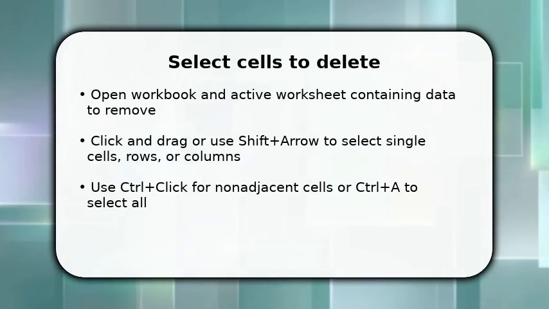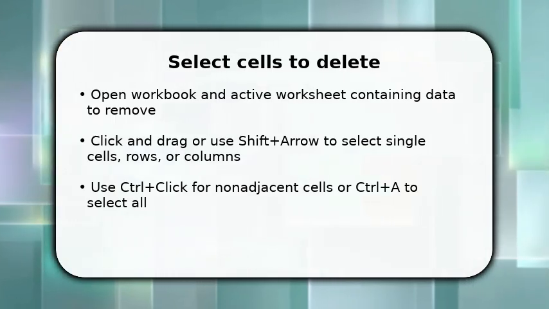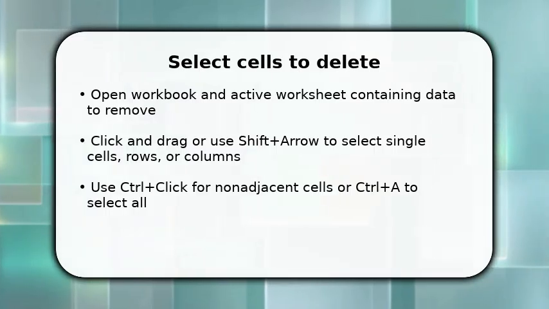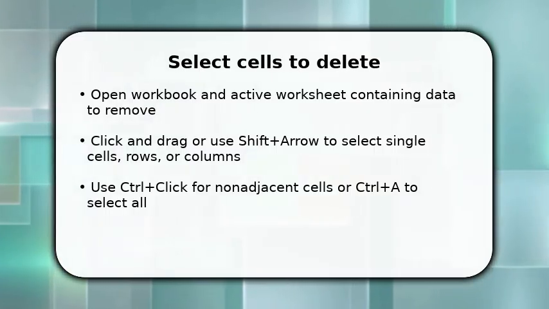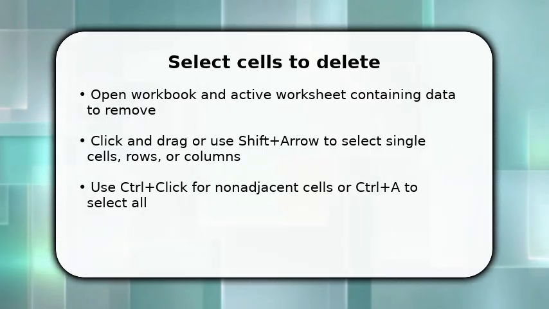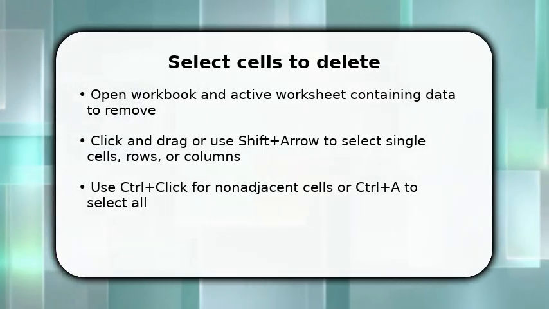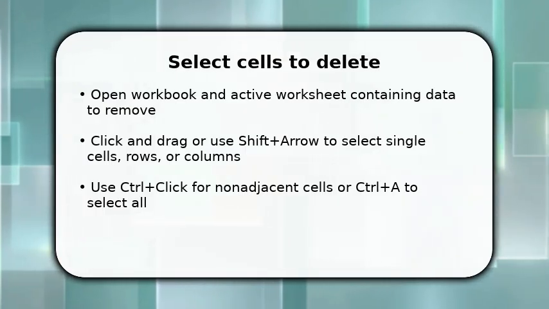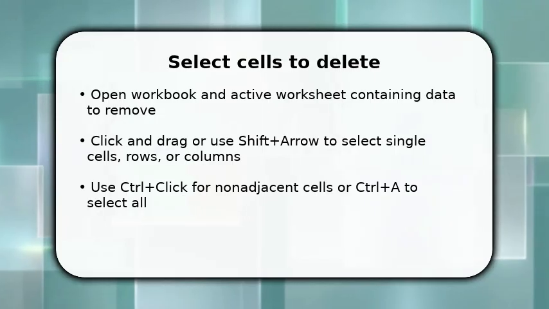Enjoy the video. You already have the file open. Start by selecting exactly what to delete. Click and drag to highlight contiguous cells, or hold Ctrl and click to pick non-adjacent cells. If you need whole rows or columns, click the row numbers or column letters instead. Once done, make sure the selection matches your intention.